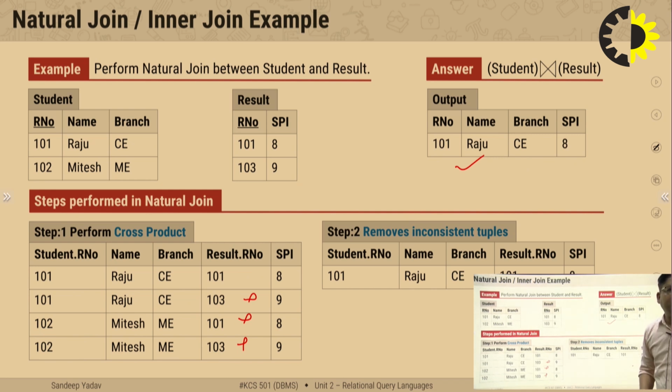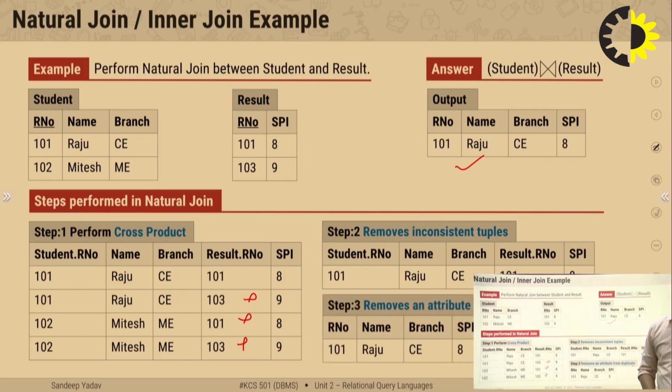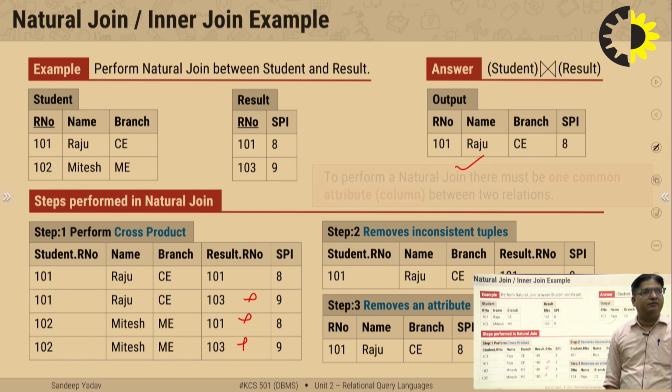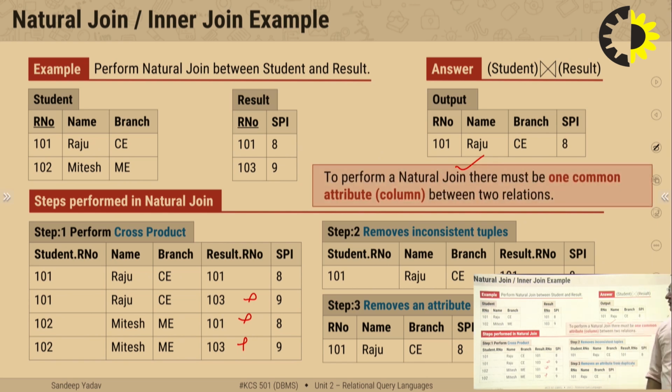Now there is a redundancy, that roll number is being mentioned twice. So remove an attribute from the duplicates. So we will be removing one entry of the roll number, so the final will be the roll number, name, branch and the SPI. So roll number needs to be mentioned only once. So the duplicate entry of the roll number will be removed from the table. As I was telling already, to perform a natural join, there must be one common attribute or column between the two relations.